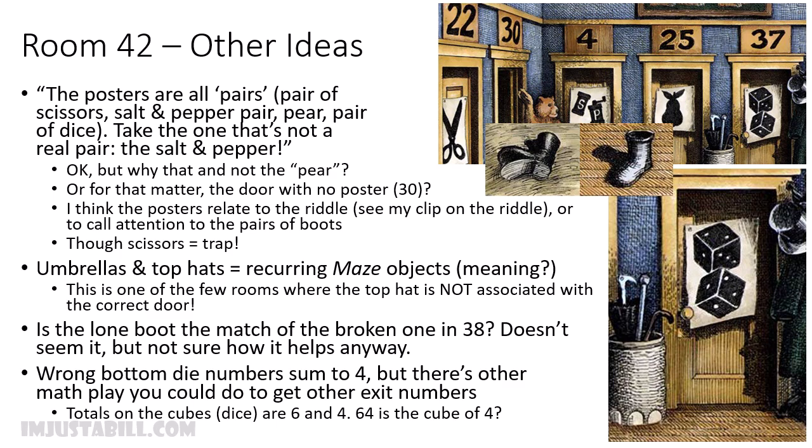so maybe there's something there. And this is one room that has umbrellas and top hats, and those are recurring objects we see in a lot of rooms in Maze. And what that really means, I don't know. I have some kind of theories. I'll make another clip one of these days talking about that. Curiously enough, this is one of the rooms where the top hat is not associated with the correct door. In a lot of other cases, it is. Again, something I'll talk about some other time.